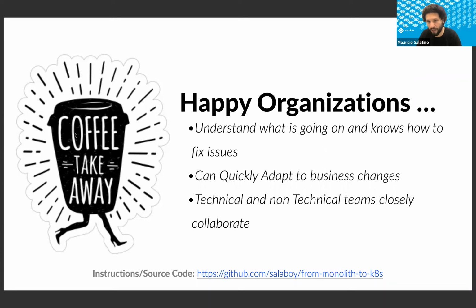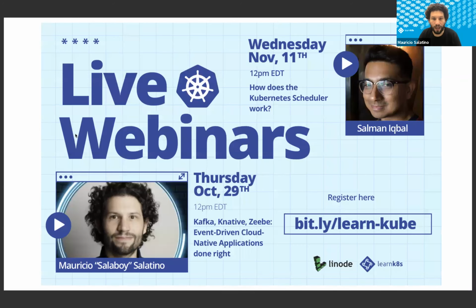Finally, this is one of the examples that I built. Again, you can run this in your own cluster if you want to go deeper into the technical aspects of this example. I will be presenting another example that I've been building, which is more event-driven and uses Kafka and Knative, this Thursday. I'm doing that for Linode and LearnK8s. That's the URL for that presentation if you want to register. Also, Salman from LearnK8s is presenting a deep dive into the Kubernetes scheduler, which is also an interesting talk. So feel free to join if you're interested in those topics.